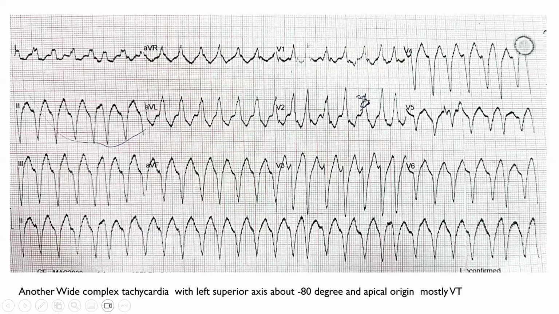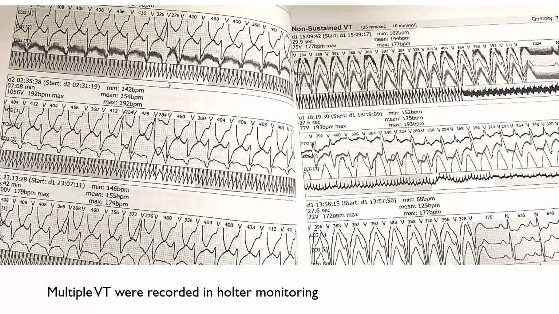He also had a Holter recording. As we can see in the Holter, there are multiple different VTs. This one has a positive ECG1 and biphasic ECG2, like that and like that, while this is completely negative concordance, which is a different VT. So the different VTs are also recorded on his Holter monitoring.